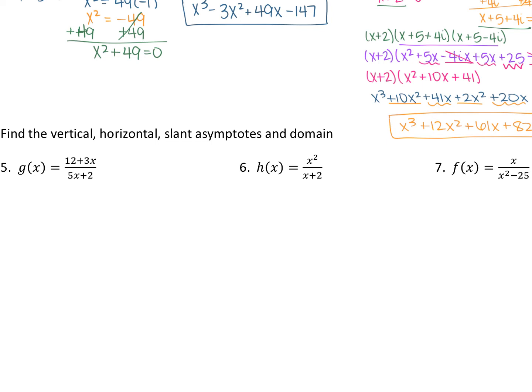Lastly, for your slant asymptotes, you are dividing your numerator by your denominator. So your denominator is going to go outside, numerator goes inside. That's also y is equal to, because you get rid of your remainder with your slant asymptote.